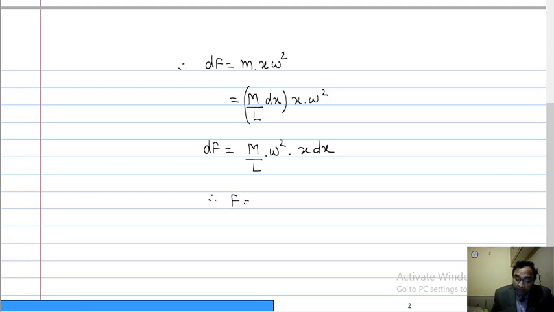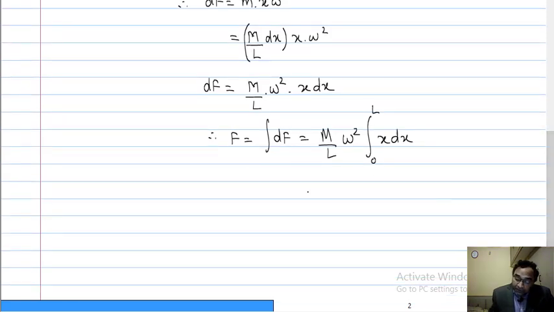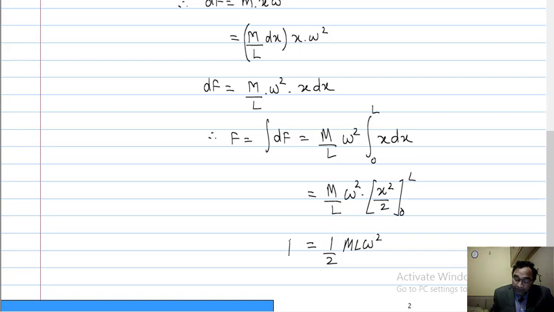Therefore, the total force we can write as the integration of dF, that is m by L omega square integration of x dx from 0 to L. So this will give us m by L omega square, x square by 2 from 0 to L. So this gives us half of m L omega square.